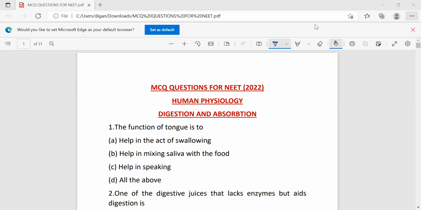There is only one month left in your hand for your upcoming NEET exam, and this is the high time for the last and final revision of the chapters. So from today I am going to discuss some important MCQs for the biology section. As in the biology section human physiology has the maximum weightage, so first I am going to discuss some MCQs important for your upcoming NEET exam.